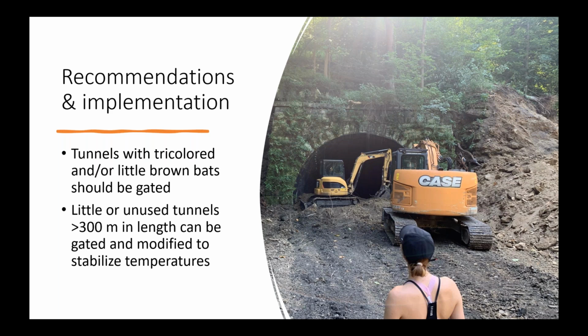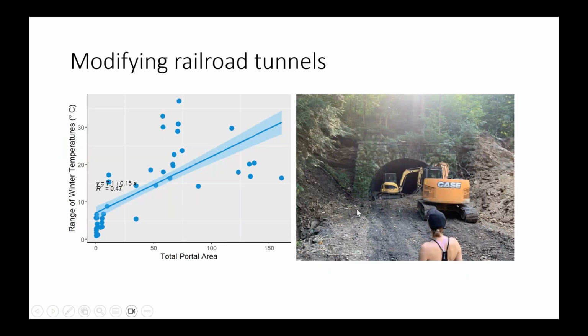Well, it's pretty simple. In order to minimize the range of temperatures during the winter, you just partially, but not completely, bury this tunnel. So you can modify it by stacking up earth, like the Department of Transportation did here, right? And this is just a kind of a proof of this concept. Here you can see as total portal area increases, the range of winter temperature increases as well.